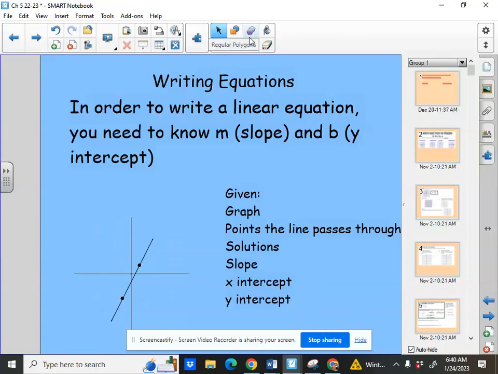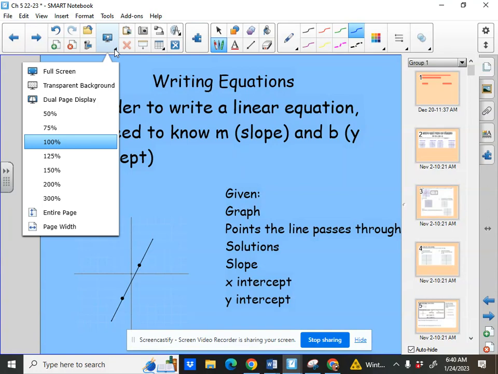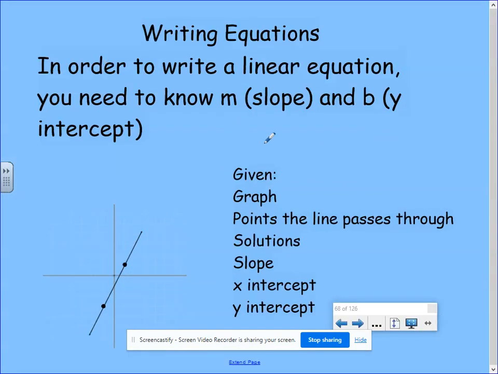Everyone, in today's video, we are going to learn how to write equations in slope-intercept form. And I think the best way to do this would be to make a little game out of it. So here's what we're going to be doing. In order to write a linear equation in slope-intercept form, we're going to be given all this stuff here.